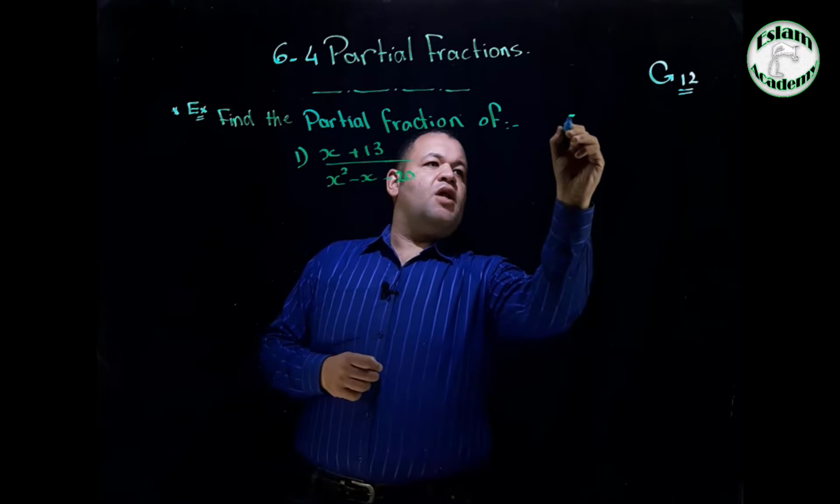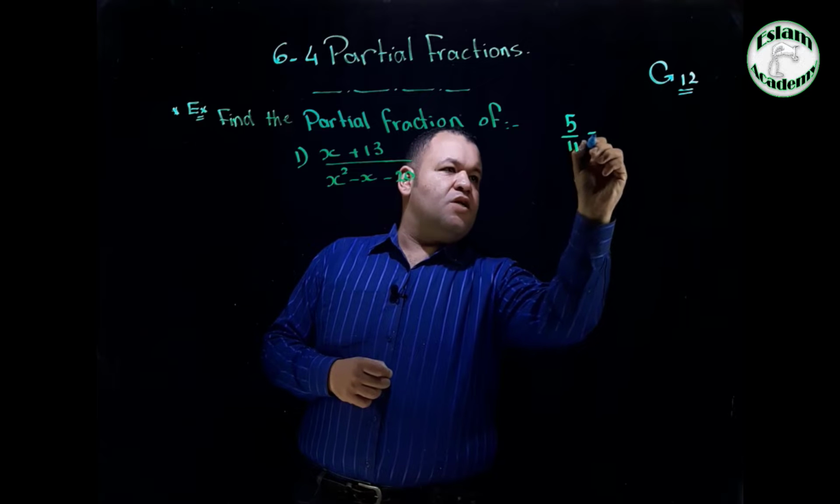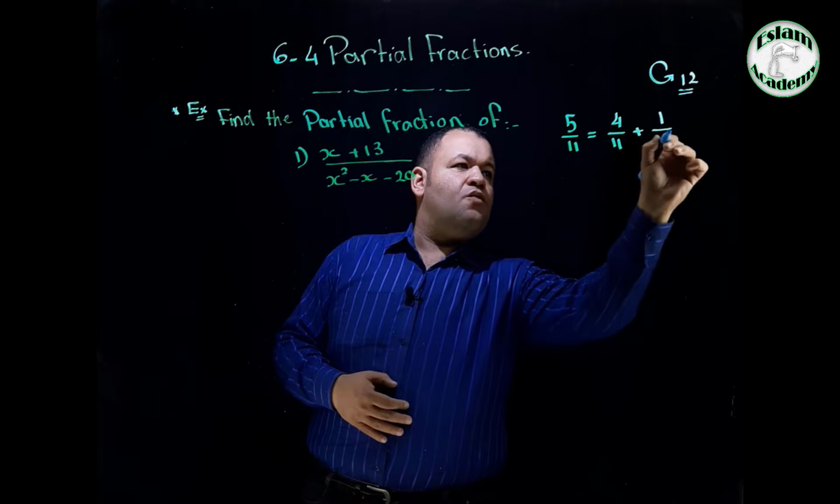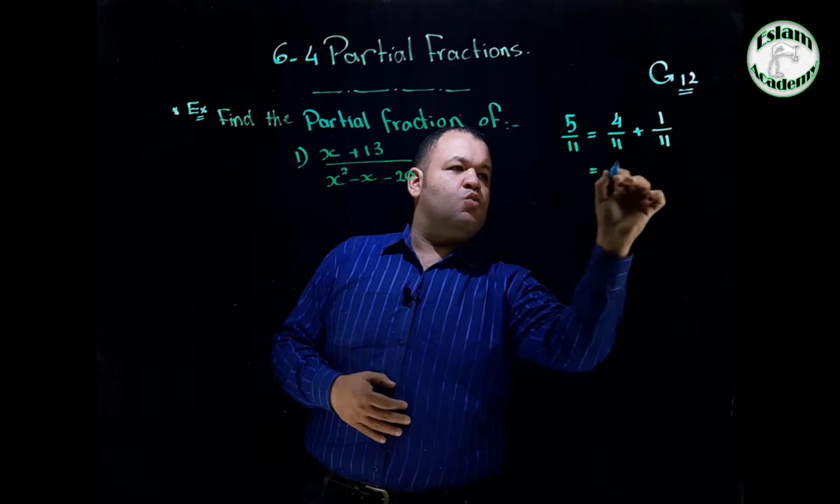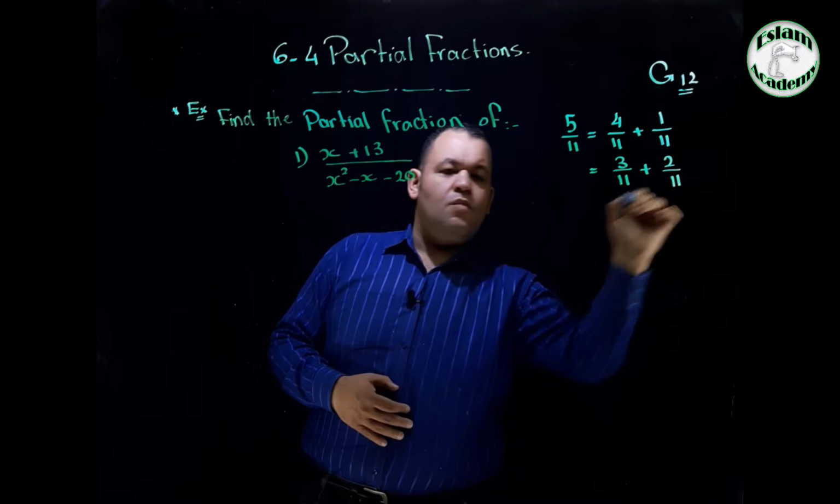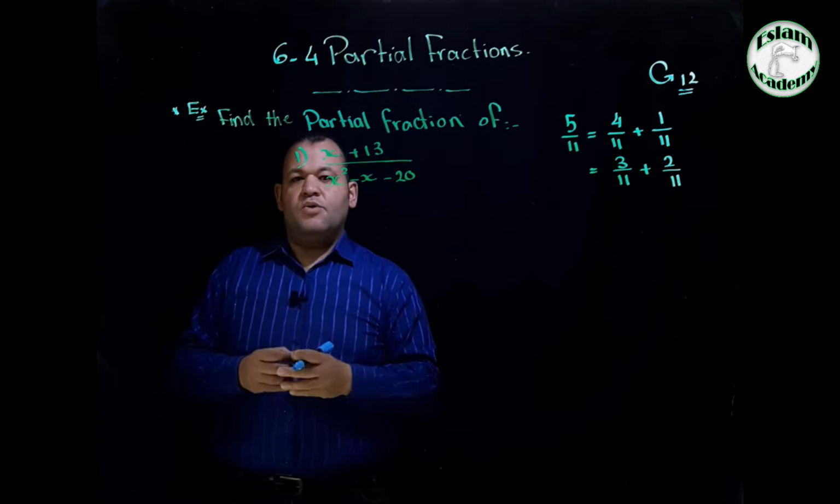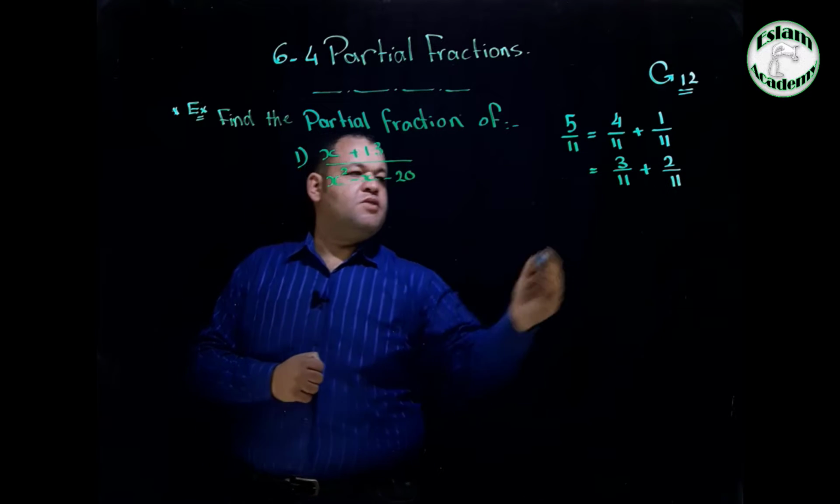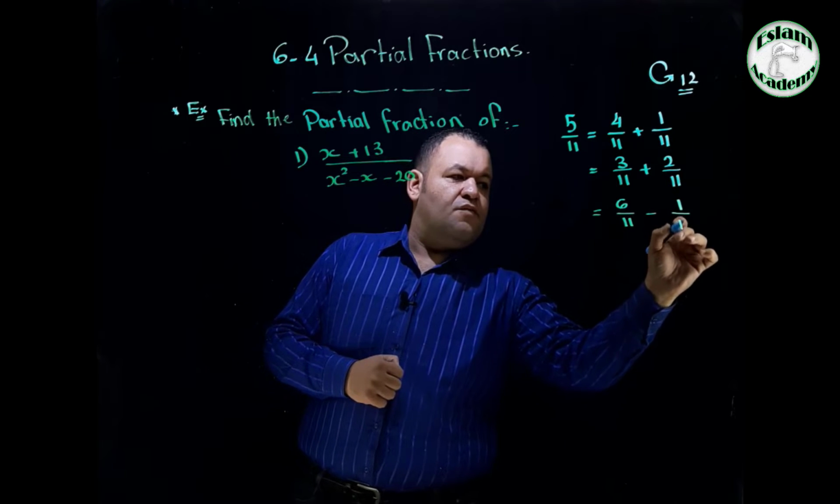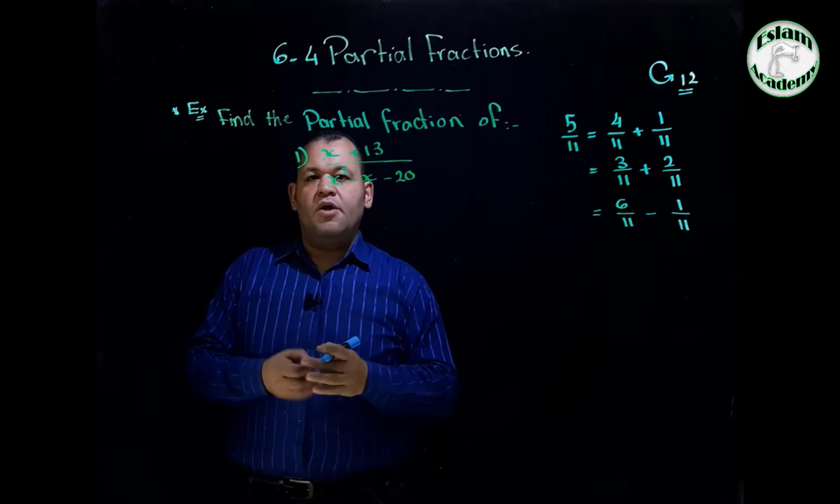If you have a fraction like 5 over 11, you can say that this fraction is equal to 4 over 11 plus 1 over 11. Or you can say that it will be 3 over 11 plus 2 over 11. So you can divide the numerator as the sum of two expressions, or you can say that it will be 6 over 11 minus 1 over 11. In all of these fractions we are working with the numerator.